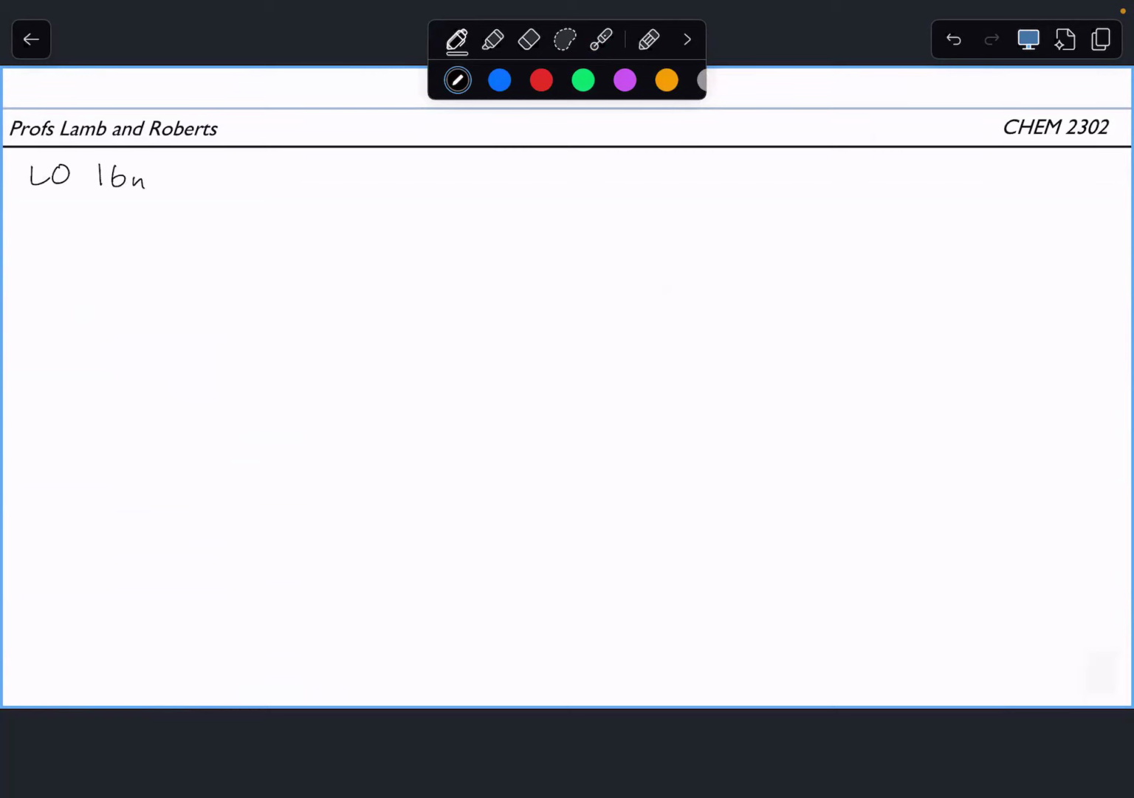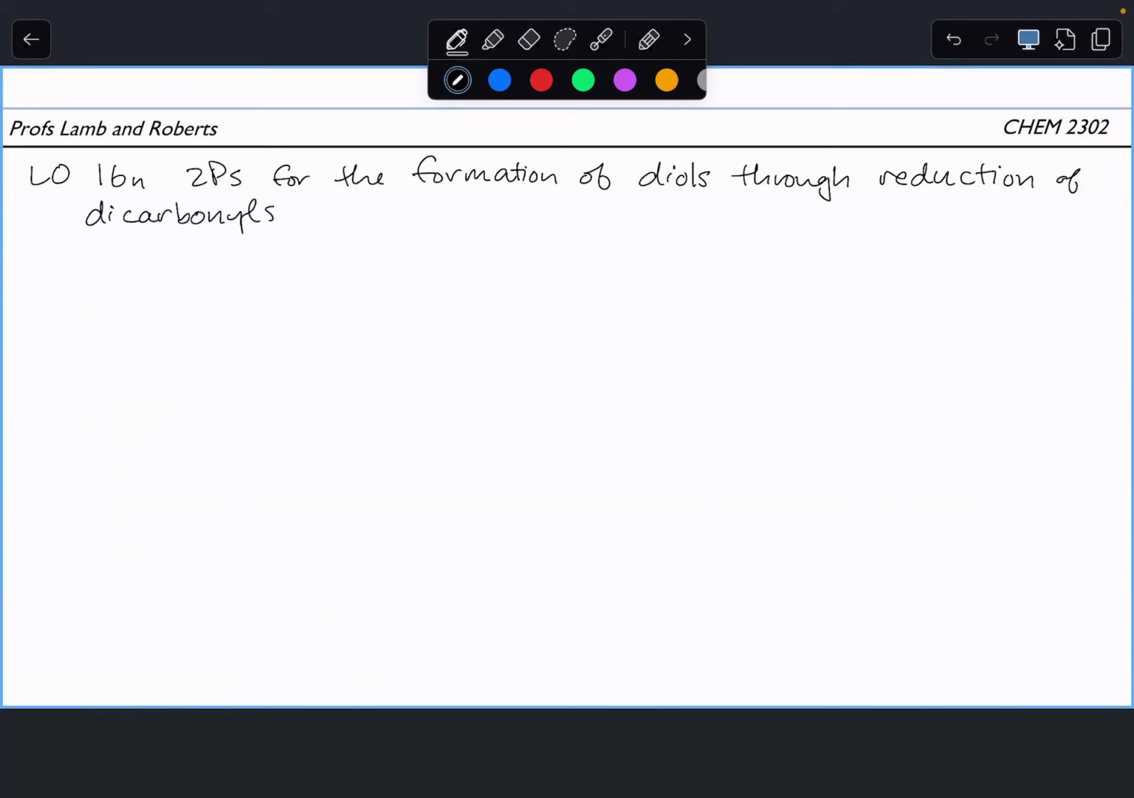16N, which is the 2 Ps for the formation of diols through reduction of dicarbonyls. So this is section 16.5. This is just a review learning objective, basically.